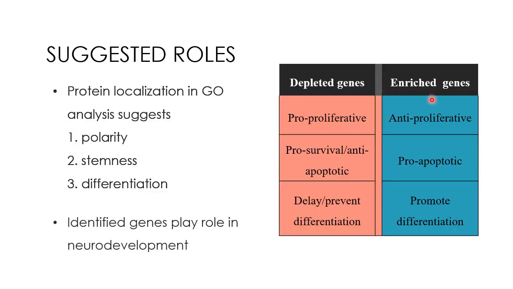The enrichment and depletion suggest that these genes regulate proliferation, differentiation, and survival. The presence of protein localization in GO analysis suggests these genes might regulate polarity, stemness, and differentiation. This, in conjunction with the fact that most of the identified genes play a role in neurodevelopment, adds to the validity of the screens and usage of these screens to identify genes regulating cortical development.